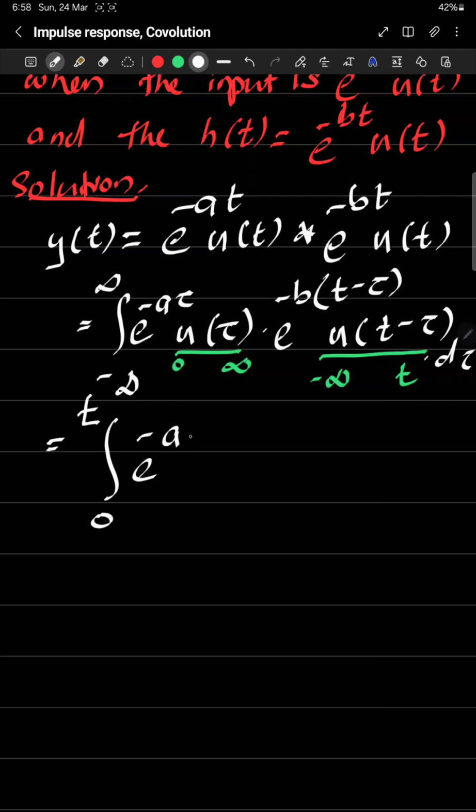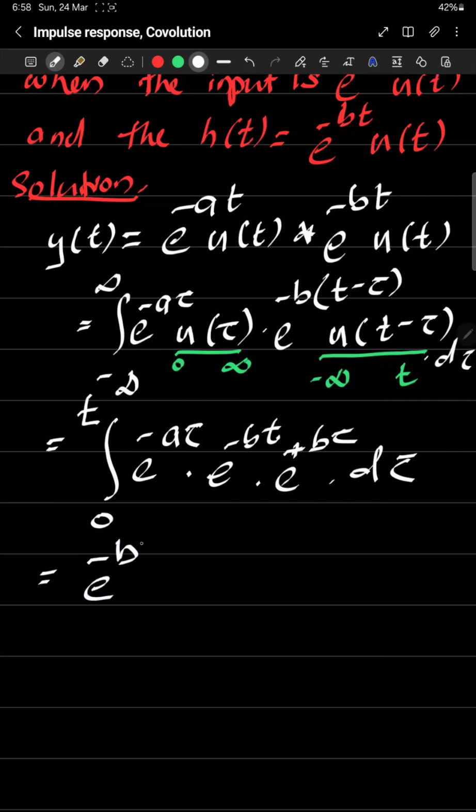Let me open the bracket first. E raised to minus a tau into e raised to minus bt into e raised to plus b tau, d tau. You have a constant term in this, right? E raised to minus bt is constant. I repeat, t will not be your independent variable. Your independent variable is tau. t will be a constant value.